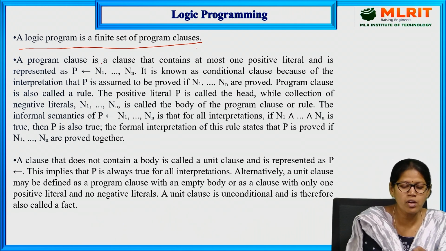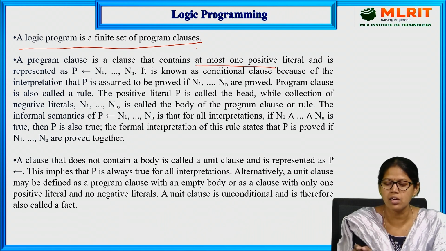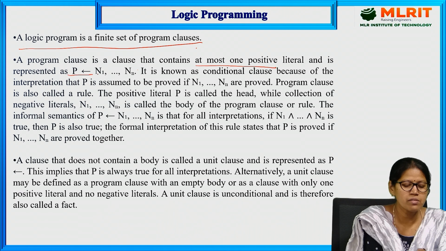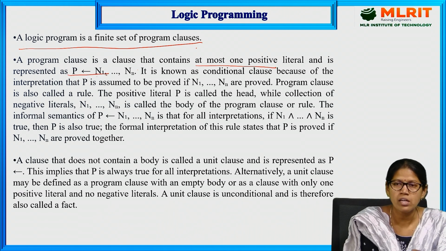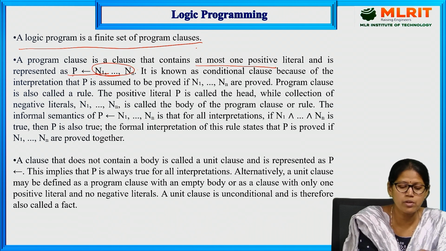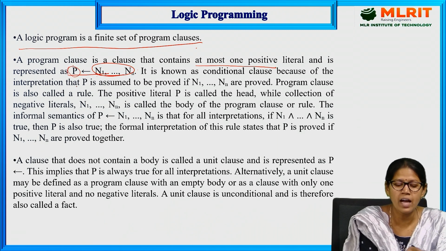Next, a program clause is a clause that contains at most one positive literal, one or none, and is represented as P is implied by N1, N2 and so on, Nn. This N is the body of this clause. P is the positive and N is the negative. This P is the consequent and N is the antecedent.